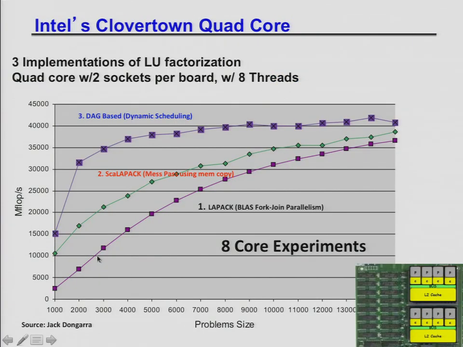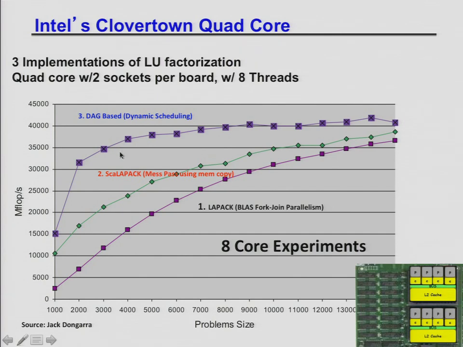PLASMA to the other ways of getting parallelism. One is LAPACK, where all the parallelism is hidden inside the matrix multiply. So when you call matrix multiply, it uses all the cores, but nothing else is parallel. Then ScaLAPACK, that other parallel algorithm running on your multi-core machine and doing message passing, but the message passing is smart enough to know that it's shared memory. And then there's the DAG scheduling. And again, up is good, it's megaflops, and it wins.